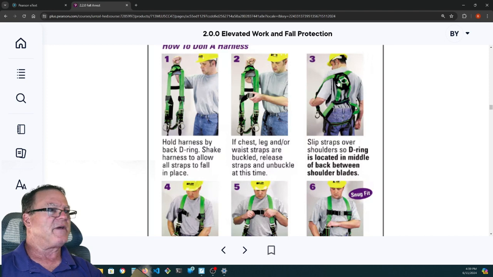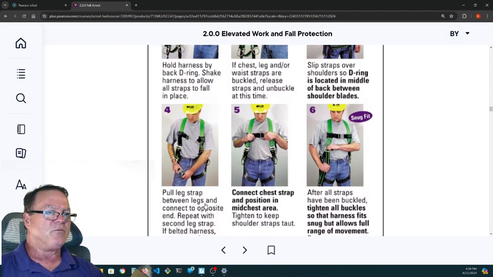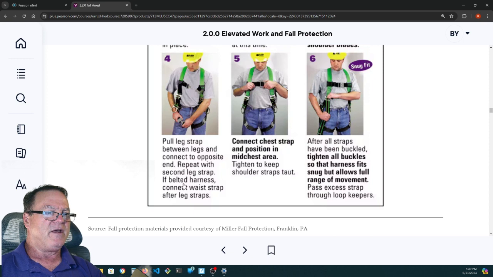I need to do something to make my cursor a little bit more visible on these videos. Pull leg straps between the legs and connect to the opposite end. Repeat with a second leg strap. If belted harness, connect waist strap after the leg straps. Connect the chest strap in position in the mid-chest area, tighten to keep the shoulder straps taut. And then after all the straps have been buckled, tighten all the buckles so that the harness fits snug, but allows full range of movement.